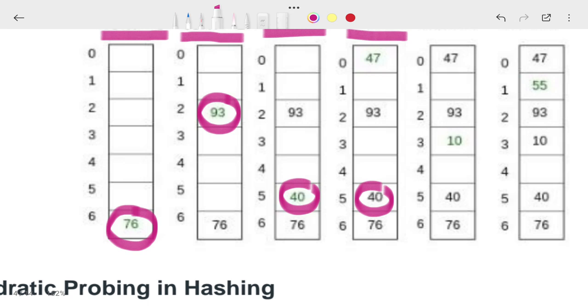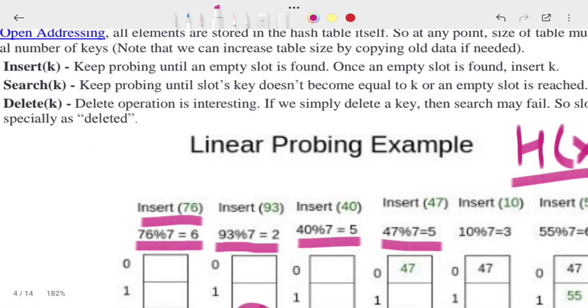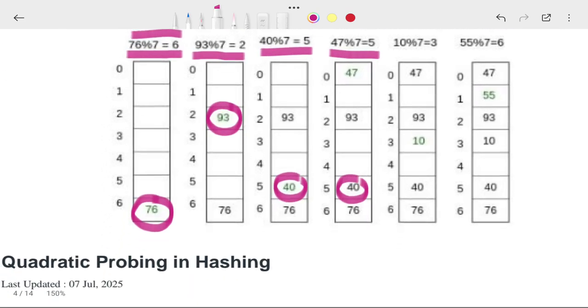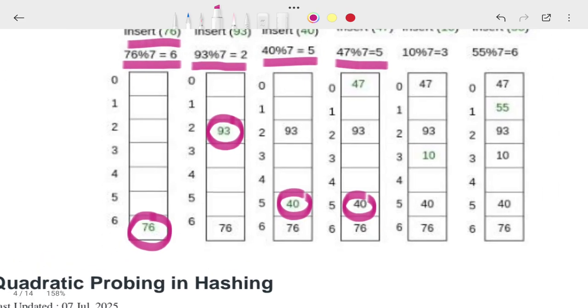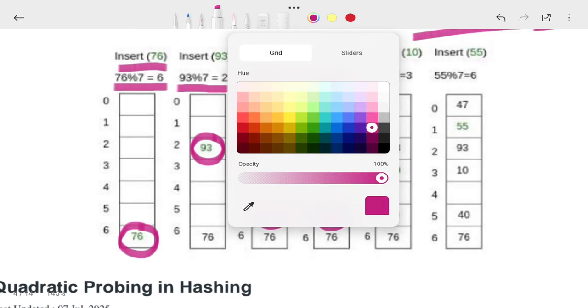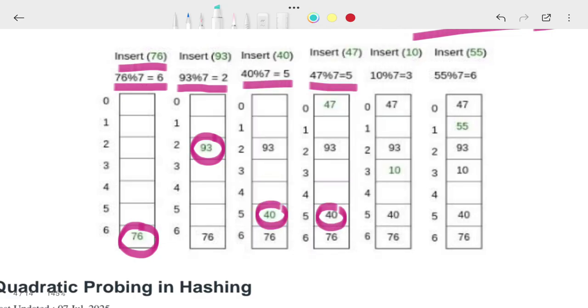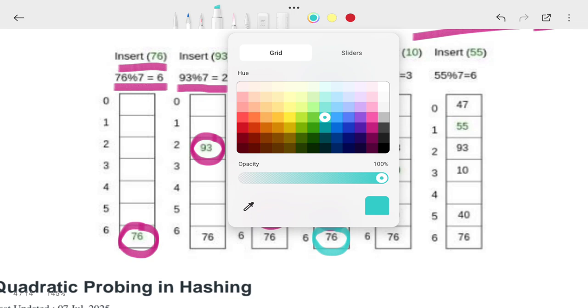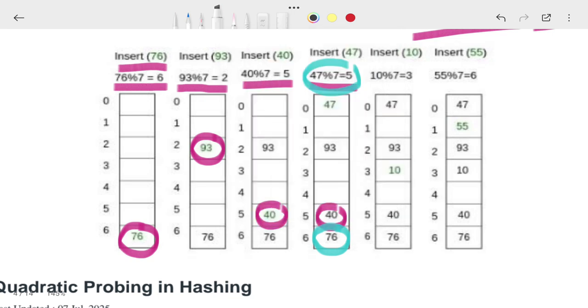Now collision. You are thinking collision. No. The topic name is linear probing. Linear probing means whenever a collision occurs, you have to place the data at the next position. What will I do? I will go here. If the next position is vacant, I will place this 47 next to 5. Done.